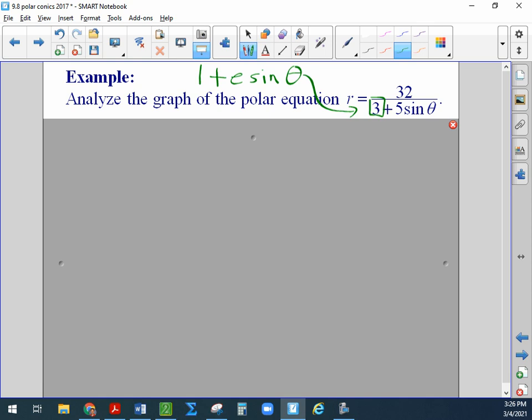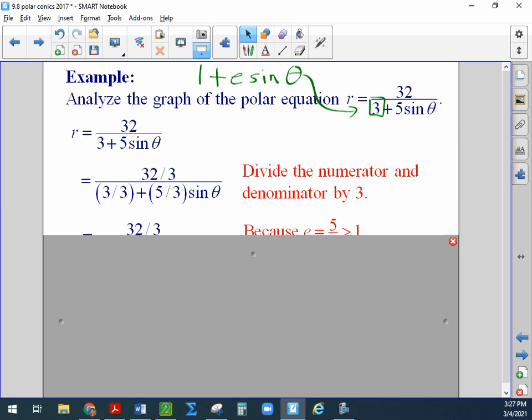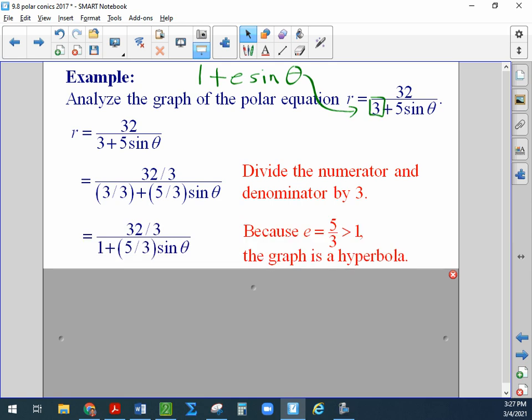So right now I can't say that the eccentricity is 5 because I don't have 1 plus 5 sine theta. I have 3 plus 5 sine theta. So the first thing we're going to do is divide everything by 3. So divide the numerator and the denominator by 3. That's going to turn that 3 into a 1. But if I divide one part of this expression, I need to divide each part of the expression. So now I have this equation, r equals 32 thirds over 1 plus 5 thirds sine theta.